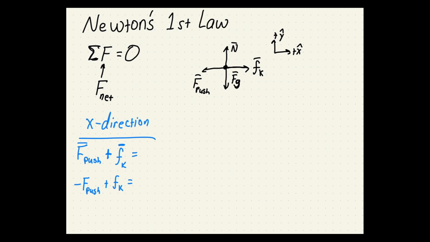Now, I no longer have the bar on top of my forces because they are no longer vectors. I've pulled the negative sign out of my F push, that gives me my direction, and then the F push without the bar is just the magnitude. So if I had a 30 newton push force, it would be 30 newtons for F push, and then the direction is negative x. So these should be equal to 0.